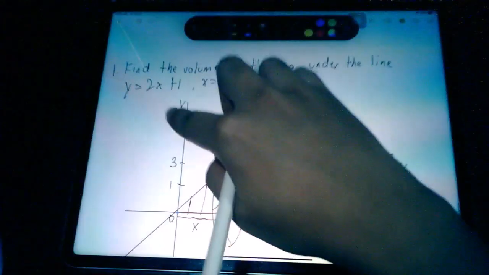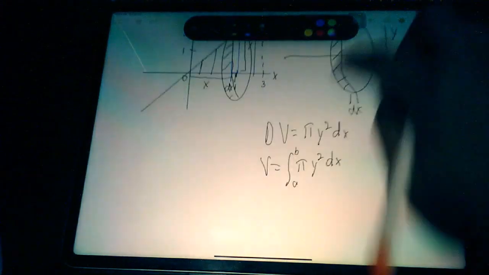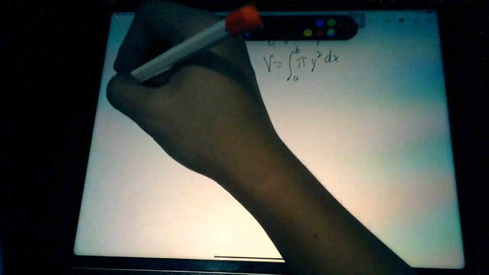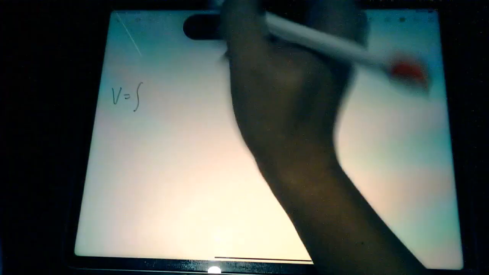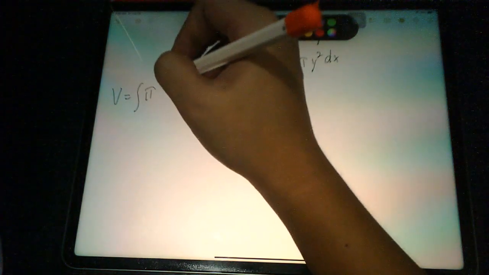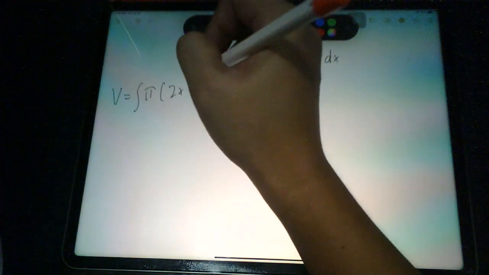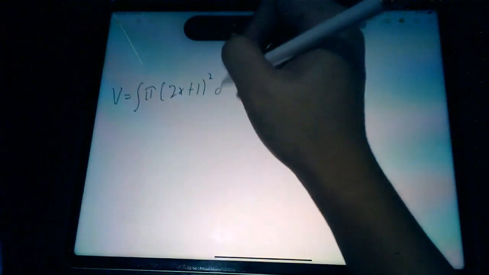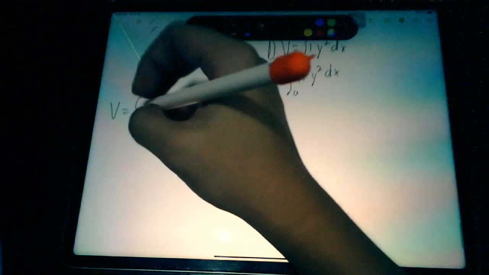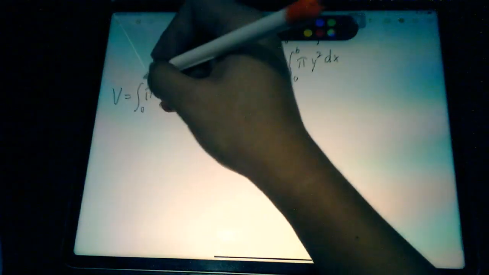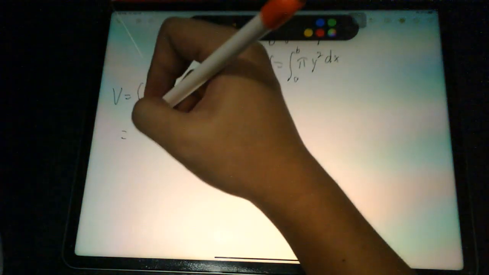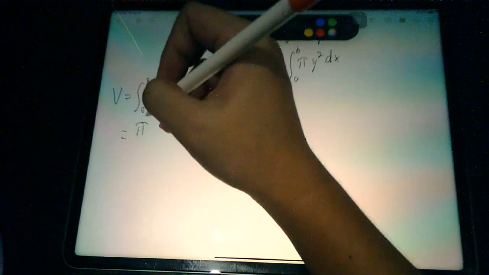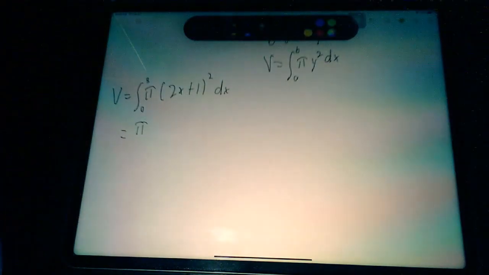Our y here is just equal to 2x plus 1. So the volume is just equal to the integral of pi times (2x plus 1) squared dx, from limits 0 to 3. Now first we need to take pi outside, to make our process a lot easier.